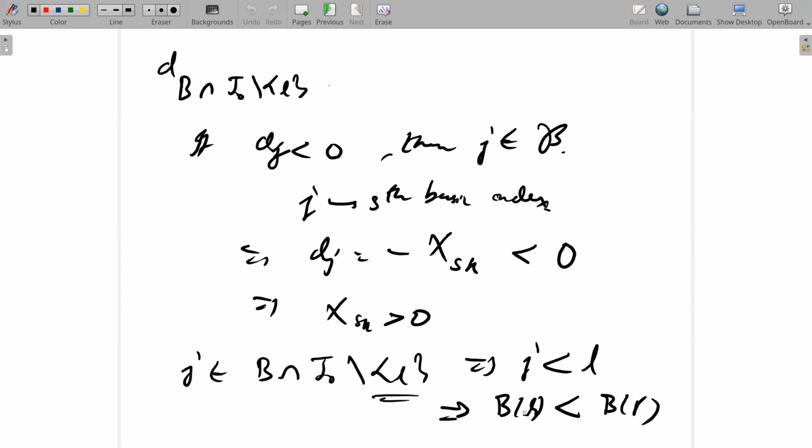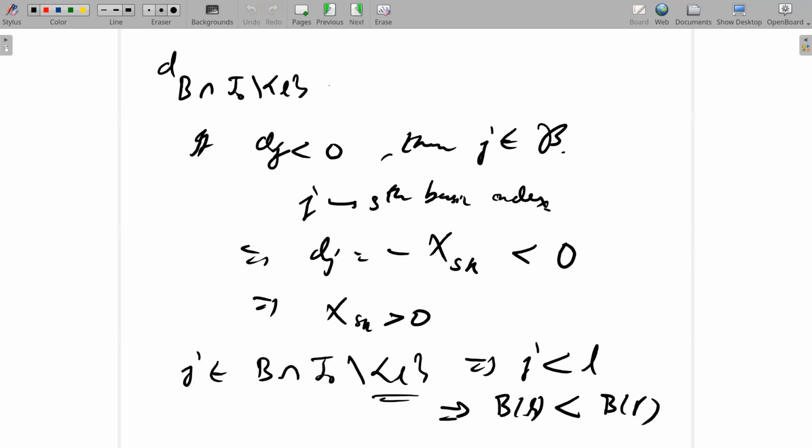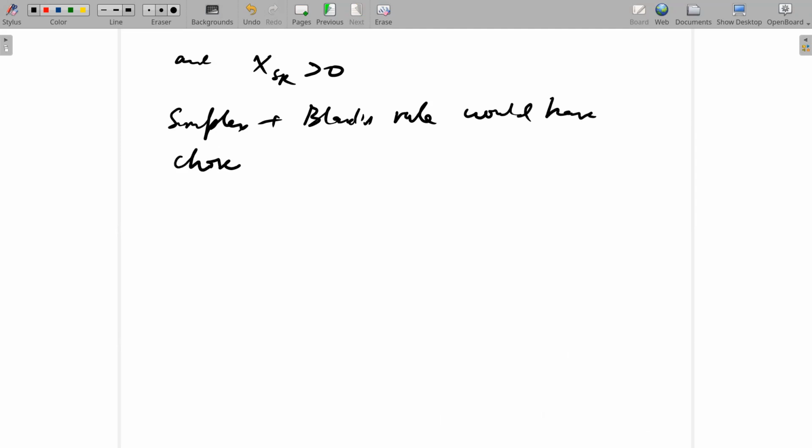But then, in this ordering, Bs is strictly less than Br, and XSK is strictly bigger than 0. So Bland's rule, the second part of Bland's rule, should not really have chosen Br. So we should not have chosen L to enter the basis. Rather, we should have chosen J to enter our ordered basis. So simplex plus Bland's rule would have chosen S instead, or rather Bs. Like if you're thinking purely in terms of what column to choose, the column Bs.